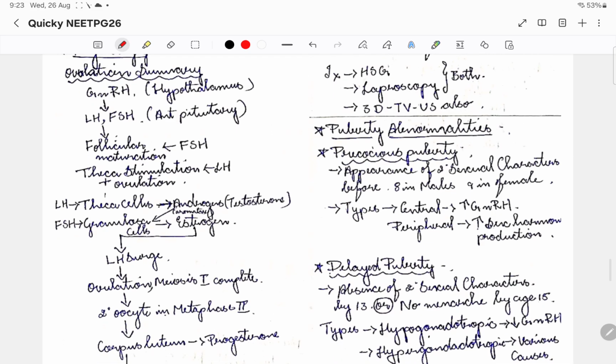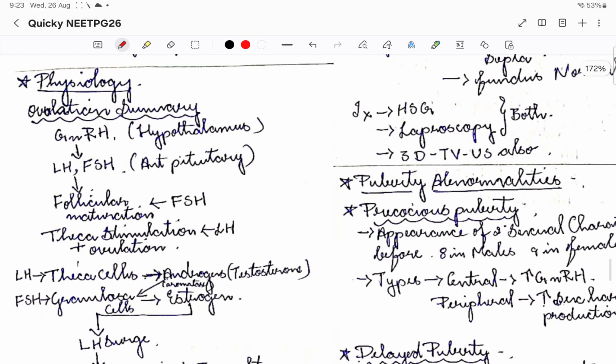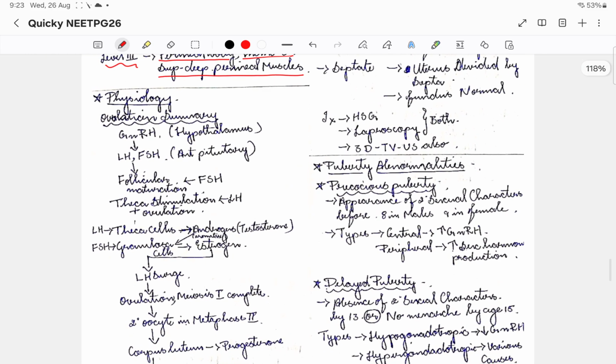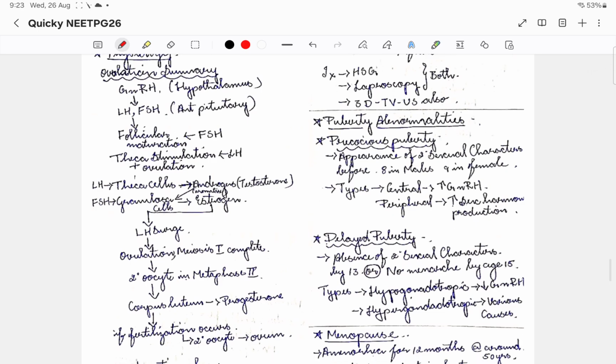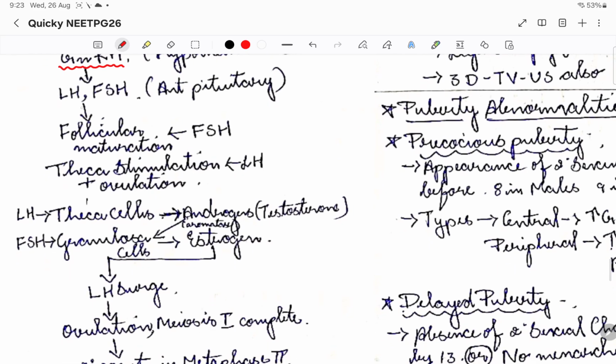Then coming to the physiology with regards to gynecology. Basically we'll see the ovulation summary. The reason why we are learning about the ovulation summary is because there comes a pathology called PCOS. This summary is very important. What happens is the hypothalamus releases the gonadotropin releasing hormone and stimulates the pituitary gland. From the anterior pituitary, LH and FSH will be released.